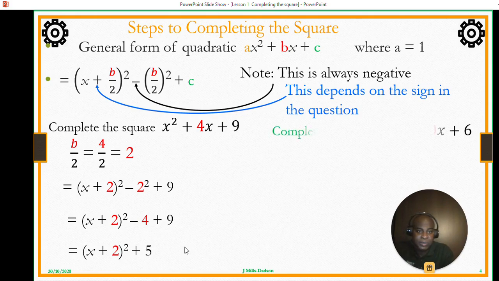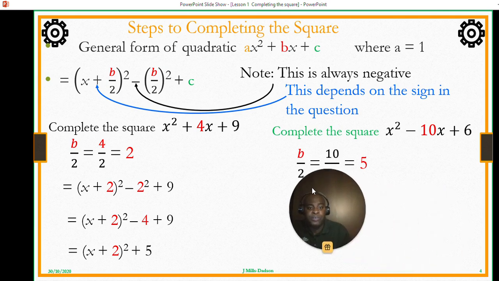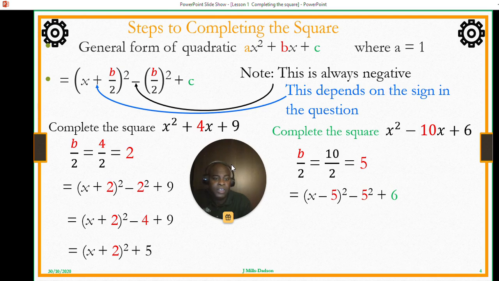Let's look at the second example. Here, remember, it's a minus in the question, so our sign here should be minus throughout. B is 10, or you want to take it at negative 10. Divide by 2, get negative 5. So you put the 5 in place of b over 2, and you're going to have (x - 5) all squared minus 5 squared plus 6. Next, let's compute what 5 squared is. Then we compute negative 25 plus 6, and that completes the square.